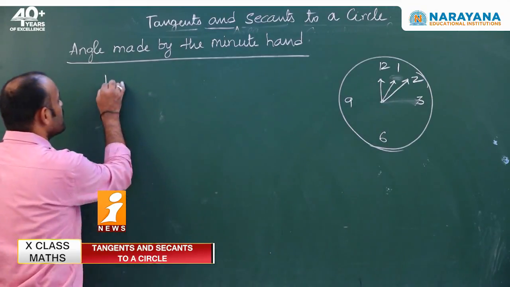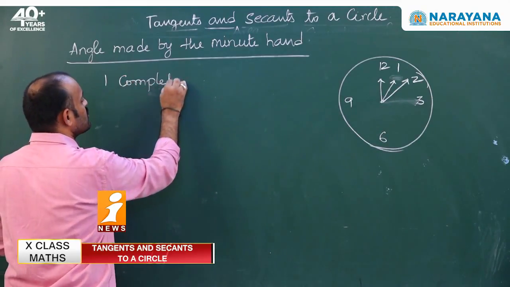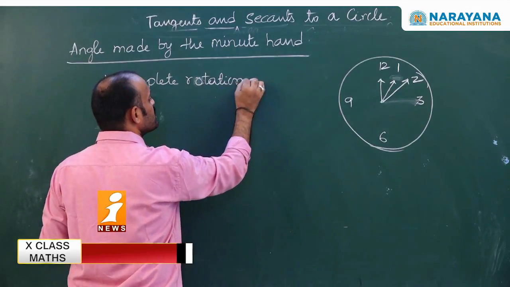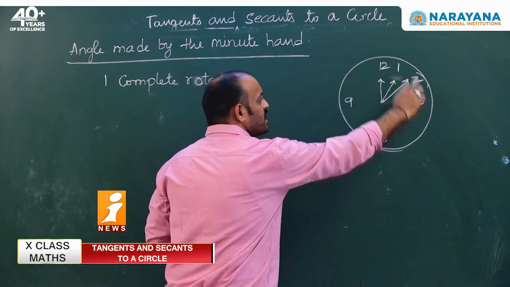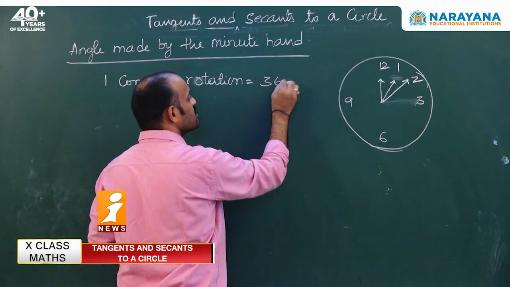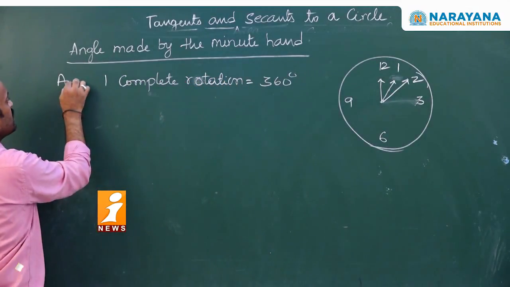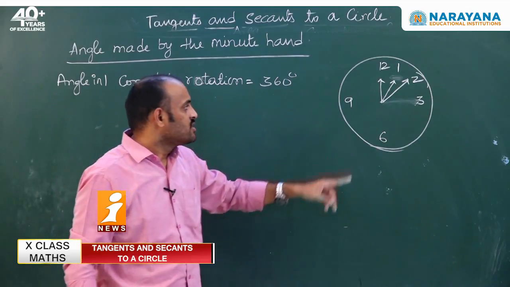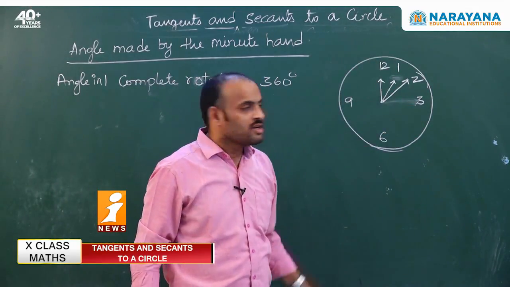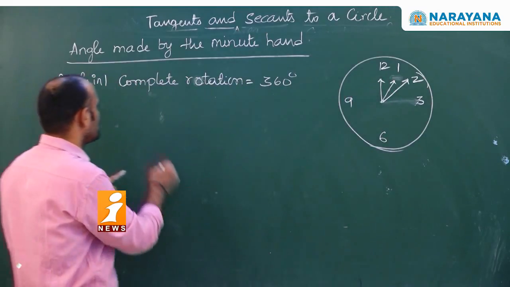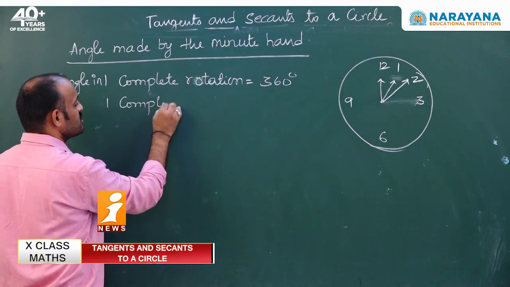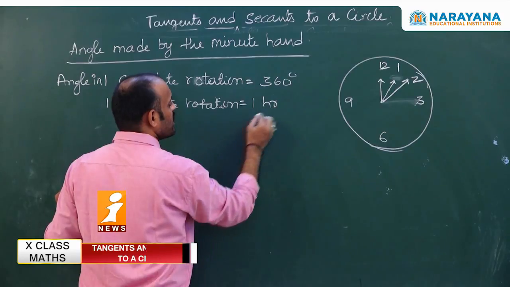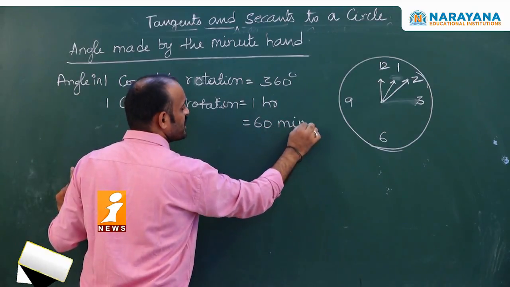That means one complete rotation. One complete rotation means if I complete one rotation, it completes one circle, which is 360 degrees. The angle in one complete rotation is 360 degrees. So, one complete rotation means how many minutes? One complete rotation means 1 hour. So, 1 hour means 60 minutes.